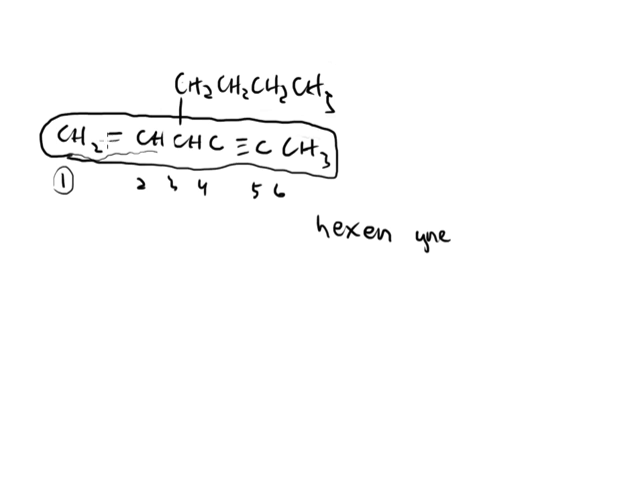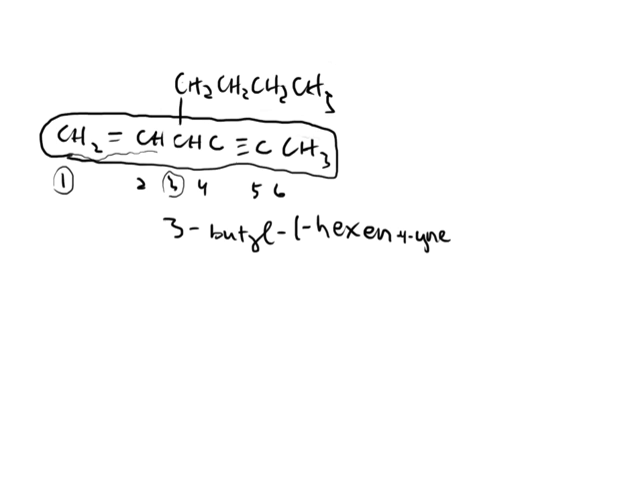It gives me a 1 for the double bond, so 1-hexane. It gives me a 4 for the triple bond, so this is a 4-ine. And then at carbon 3, I see this group. That group is a 4-carbon chain. So at carbon 3, I have a butyl. 3-butyl, 1-hexane, 4-ine. That is the accepted IUPAC name for that molecule.